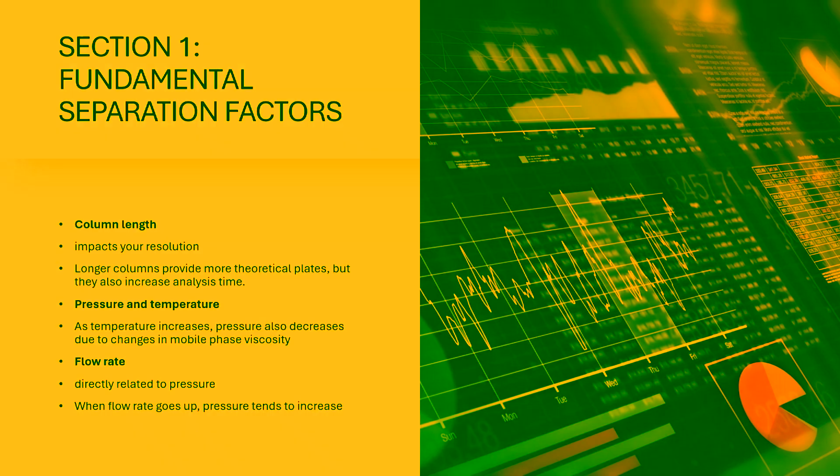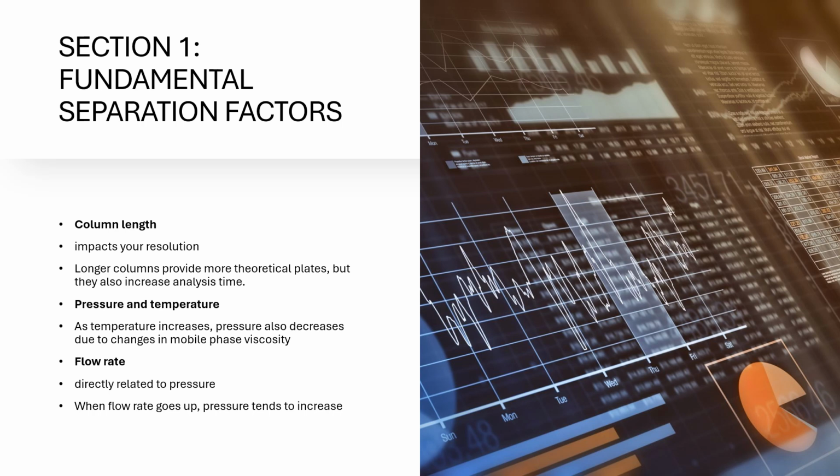So before we select columns and mobile phases, we need to understand three interconnected factors that control separation, that is column length, pressure and flow rate. Now column length impacts your resolution. A longer column will provide more theoretical plates and higher resolution, but it will also increase your analysis time.